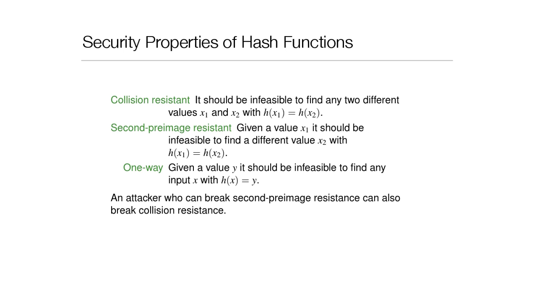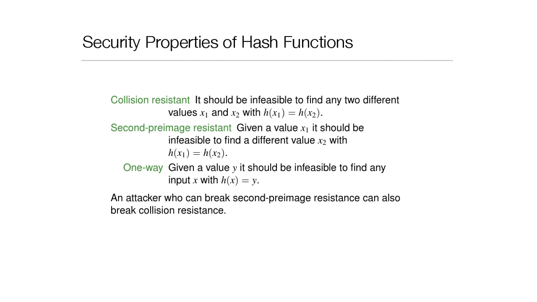So it should be infeasible or hard to find two different values x1 and x2 such that hash of x1 equals hash of x2. If that happens, that means if it is easy, then we cannot simply use hash functions in our signature schemes, because a signature is generated using the hash value or the message digest, but the message digest could belong to two different messages. So this should be an infeasible or very hard thing.